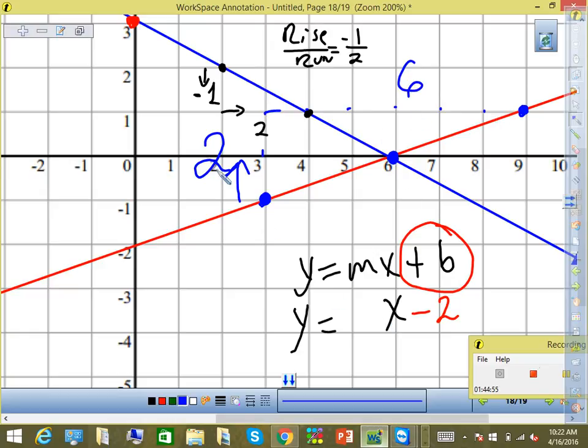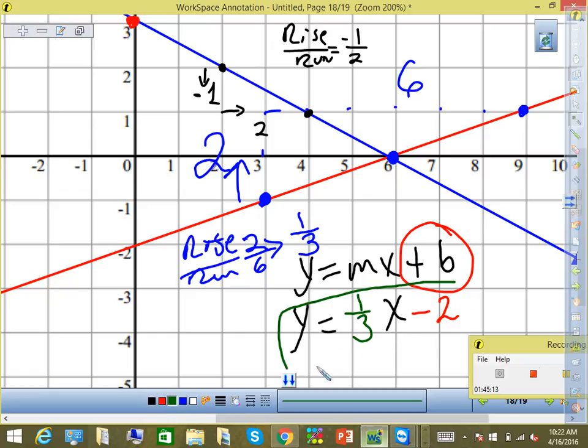So what was my rise? Rise is 2. What is my run? 6. Can we simplify this? 1 over 3. So my slope is 1 over 3. So my equation is y equals 1/3 x minus 2. How are we doing? Yes?